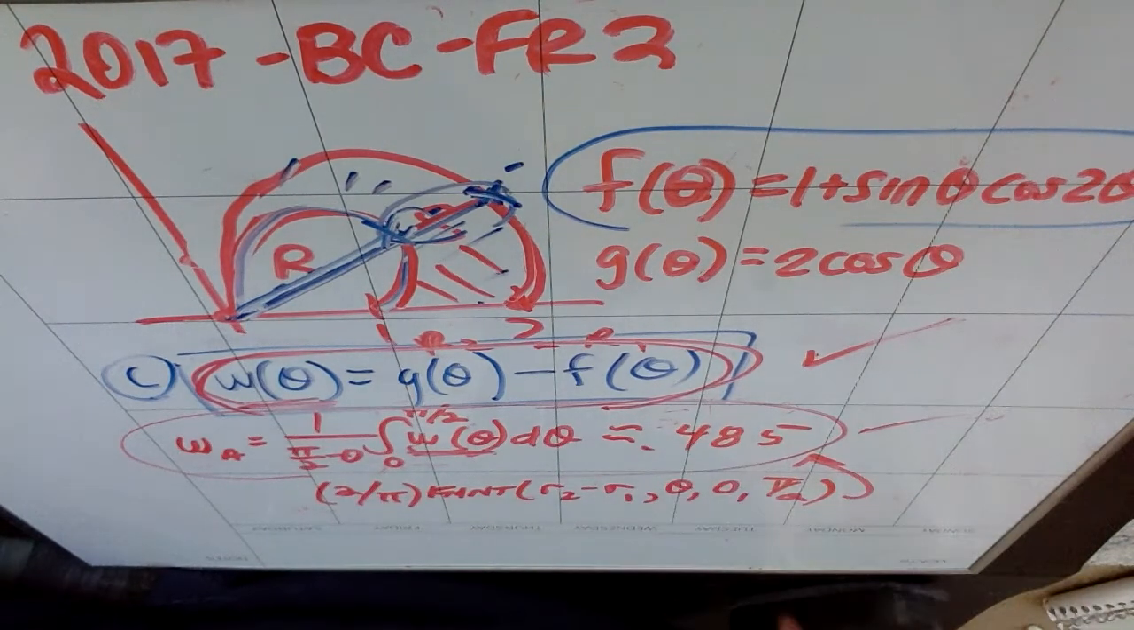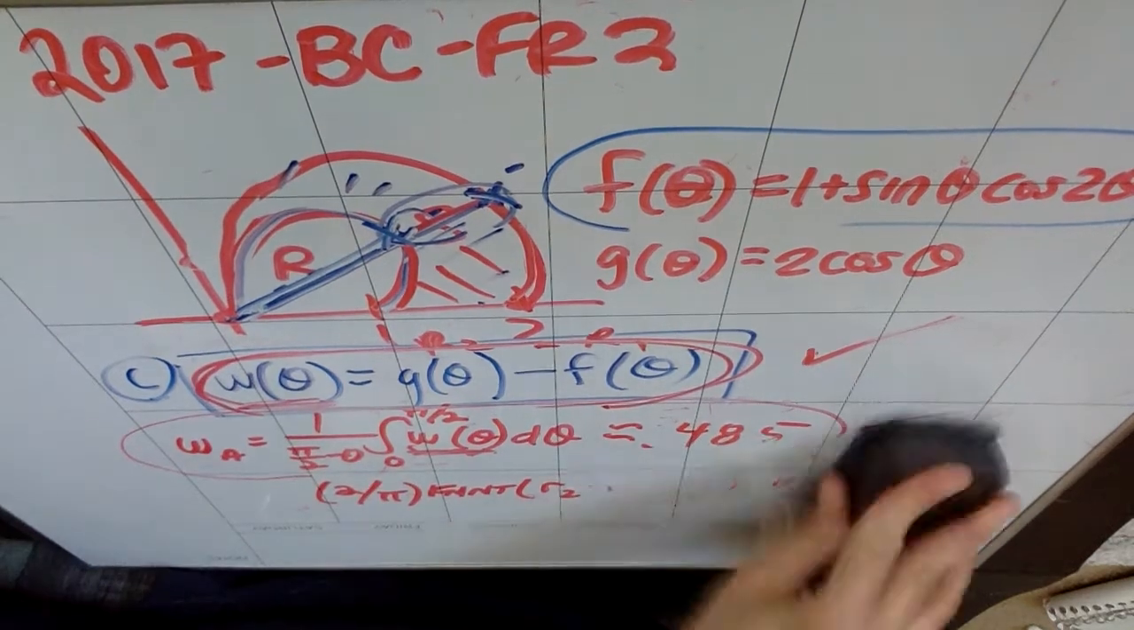Lastly, part D, using the information from part C, find the value for which W of theta equals W average, W sub A. Is the function W of theta increasing or decreasing at this value? Good times.